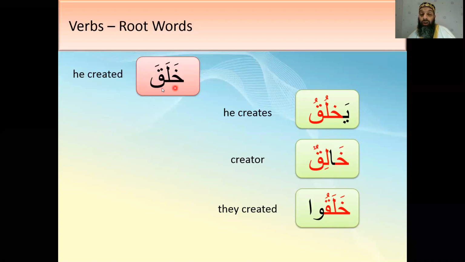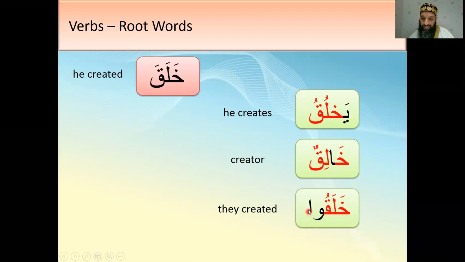So look, khalaqa, we put a ya in front of it, and it becomes yakhluqu. Now it changes the meaning. It's become present tense: he creates. Another example, khaliqun. We got that kha, we separated it with an alif, and we changed these vowels a bit, and it's become a noun. Creator, khaliqun. And then khalaqu means they all created.